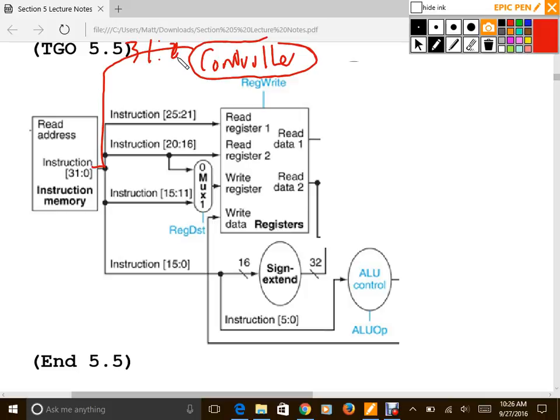Yes? In our TGO for this, should we include the controller? You may. It's going to be in the next one as well. So you had instruction 25 to 21. For brevity, you can just put 25 to 21 like so. You don't have to write out instruction every time because you're going to run out of paper. Or you can just do 20 to 16, 15 to 11, and 15 to 0 for brevity here.